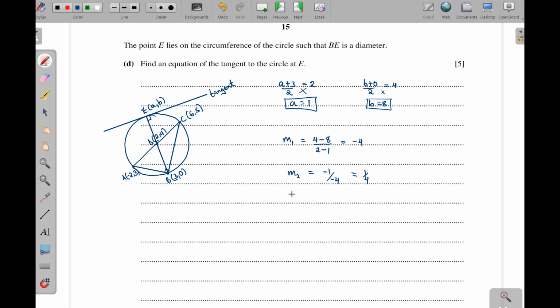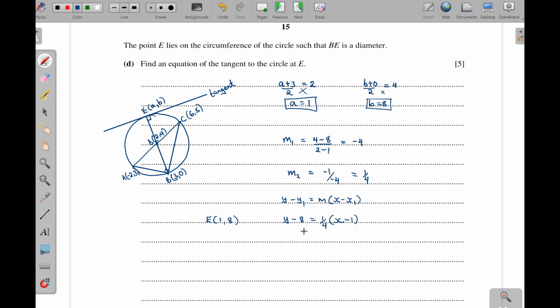You see that? Then using y minus y1 equals m into x minus x1, what are we having here? Remember, to find the equation of a straight line, we need at least one point through which the line passes, and also the gradient of that line. So the point through which the line passes is E, which is (1, 8). Not so? That is (1, 8). So our y1 is 8, and then the gradient we have gotten as a quarter, and then we have x minus 1.